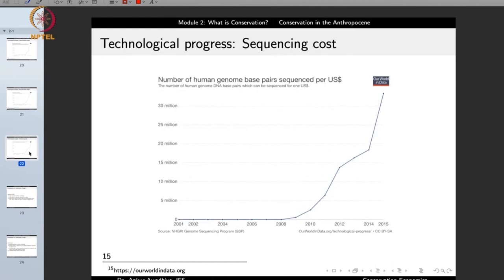The sequencing cost for DNA, the number of human genome base pairs that are sequenced per US dollar, is also increasing, which means that for every dollar, we can now sequence more and more of the genome, which is a good indication of technological progress. So what we are observing here is that in the equation I = P × A × T, P is increasing, A is increasing, and T is increasing. And all three of these are increasing exponentially, which means that the impact has also been increasing at a very fast pace.